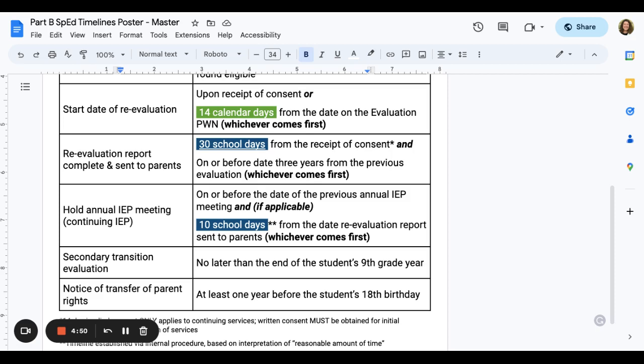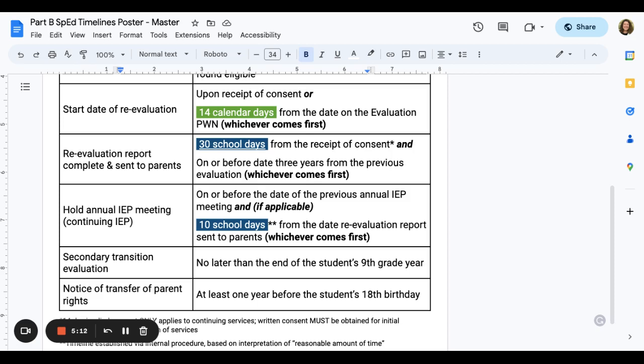Then when you're looking at an annual IEP meeting, again, you need to hold that on or before their previous IEP date. And then you also need to hold that within 10 school days from when you send home a reevaluation report. So if you send home a reevaluation report, you have to hold that annual IEP meeting within 10 school days of sending that eval report home.